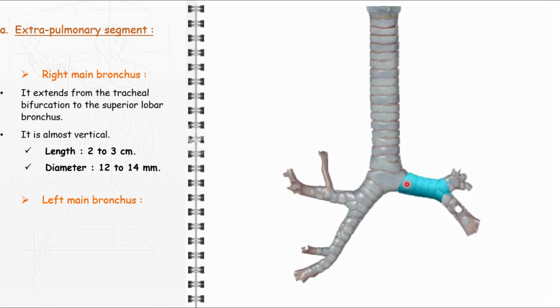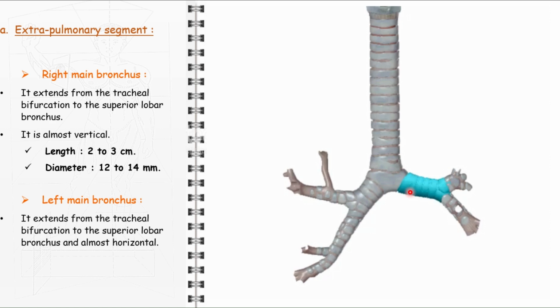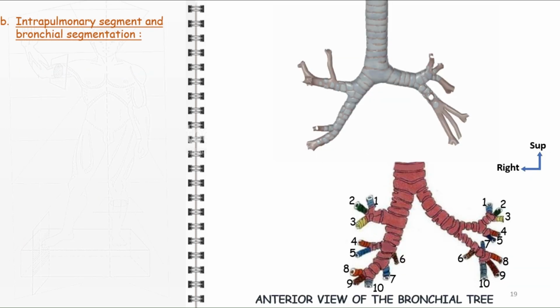The left main bronchus extends from the tracheal bifurcation to the superior lobar bronchus. It is almost horizontal. Its length is 5 to 6 cm and its diameter is 9 to 11 mm. The intrapulmonary segment of the main bronchus is part of the lung structure and represents the intrapulmonary part of the bronchial tree. Each main bronchus traverses the lung without discontinuity until its base. From the main bronchial trunk arise the lobar bronchi, which further divide into segmental bronchi.